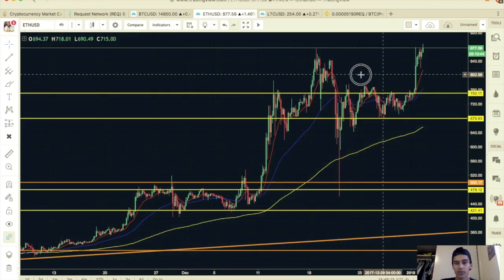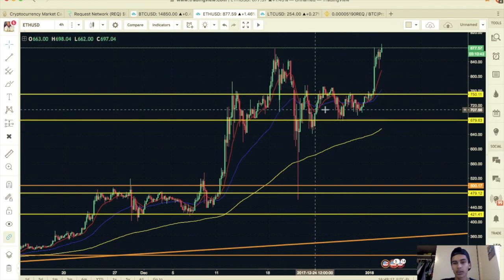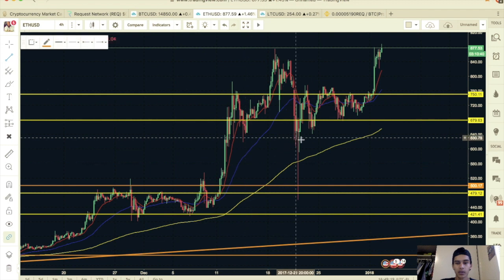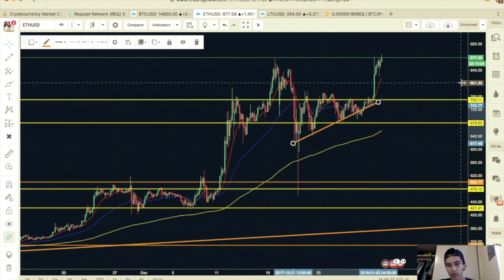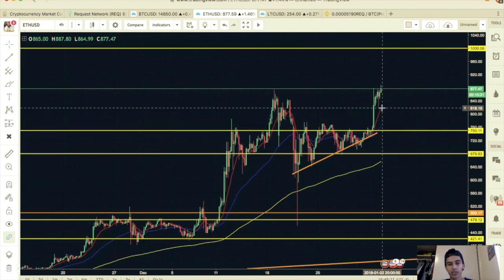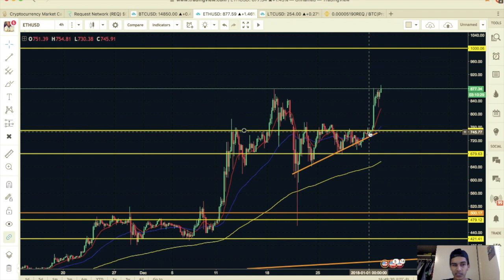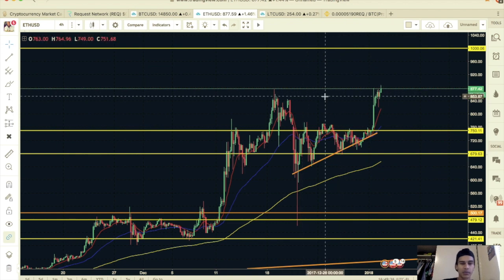And if we take a look at Ethereum here, Ethereum actually found support. We broke out of this nice little triangle. Went up, down, up, down, up, down, and we broke out. Definitely looking like we're going to hit 1,000 pretty soon. No signs of reversal. And this just happened about yesterday, maybe 2 days. This is about 2 days of work right here. So Ethereum looking to definitely make some moves.